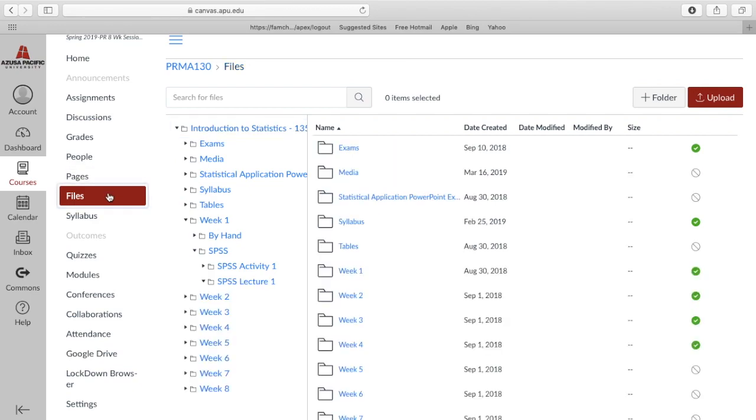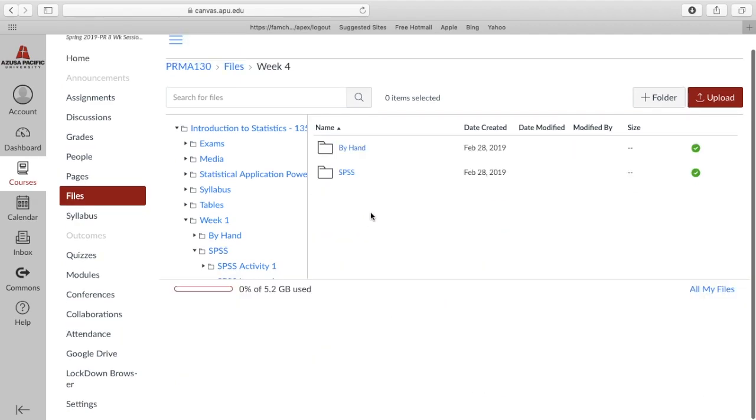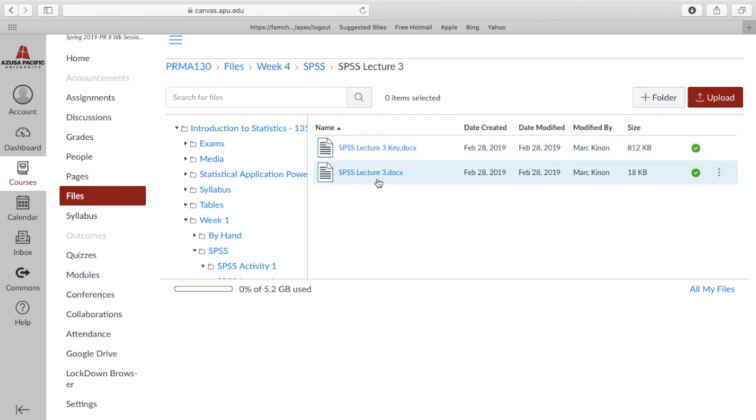Okay, so now go back to Files. You can just click here. And then go to Week 4, SPSS Lecture 3. And then go ahead and click on SPSS Lecture 3. You'll notice there's SPSS Lecture 3 key. That is basically the answer key or the notes that I'm going over right now. But go ahead and download this file, SPSS Lecture 3, so you can follow along.